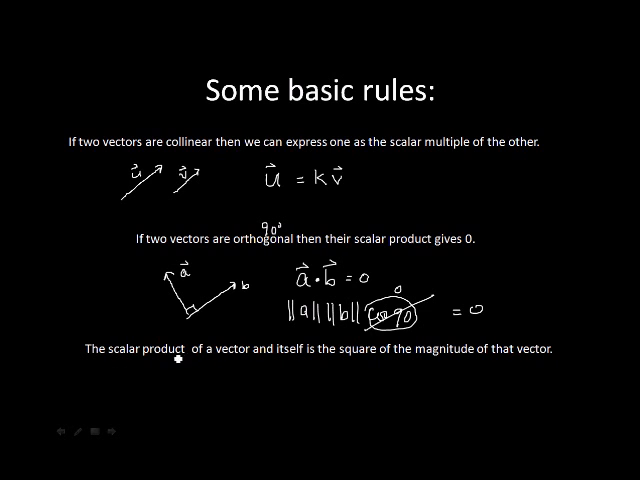Finally, the scalar product of a vector with itself is the square of the magnitude of that vector. So let's say we have vector v, and we're taking the scalar product of that with itself. And what we get is magnitude of v times magnitude of v times cosine of the angle between them, but the angle between them is 0 degrees. And cosine of 0, this part here, is 1. So what we have is magnitude of v times magnitude of v times 1, and that's just magnitude of v squared.